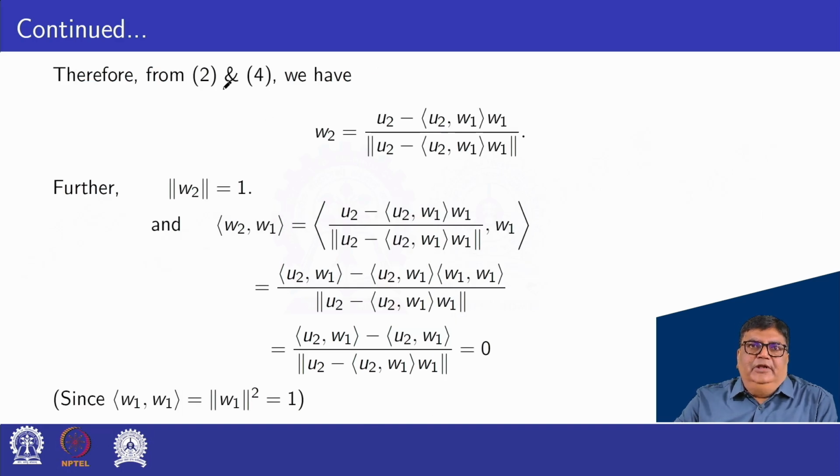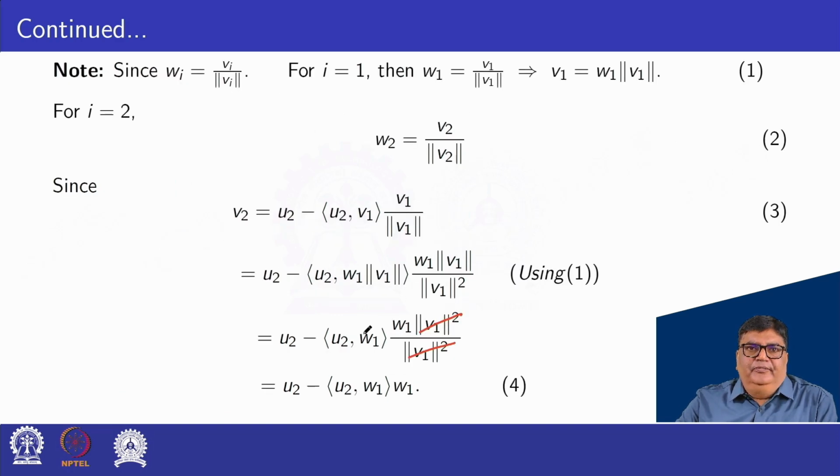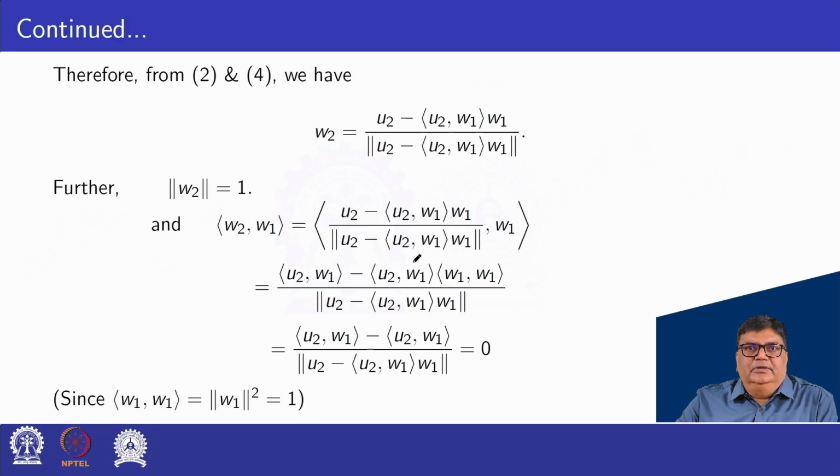Therefore, from equations 2 and 4, we have v2 is this, and w2 is equal to v2 upon norm of v2, that is, v2 is equal to this upon norm of this. And taking the norm of w2, that is norm of this upon norm of this, that is 1.